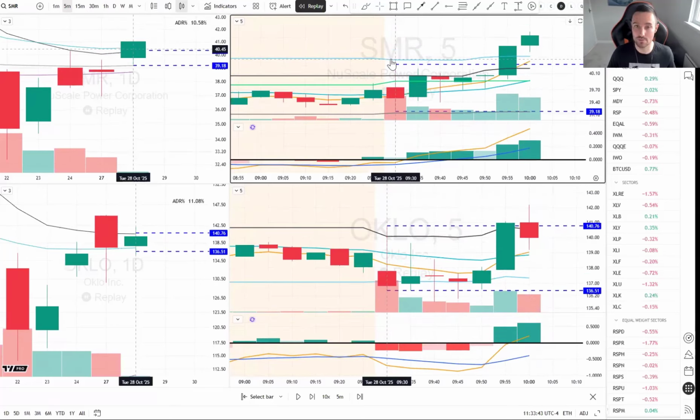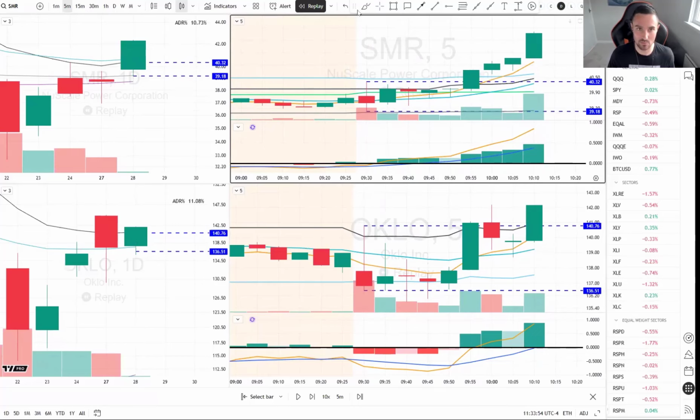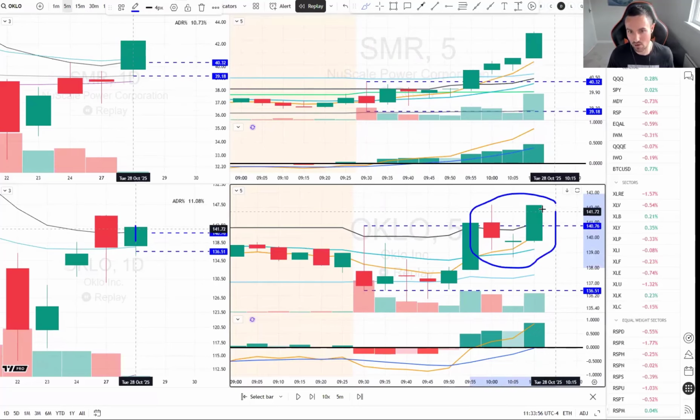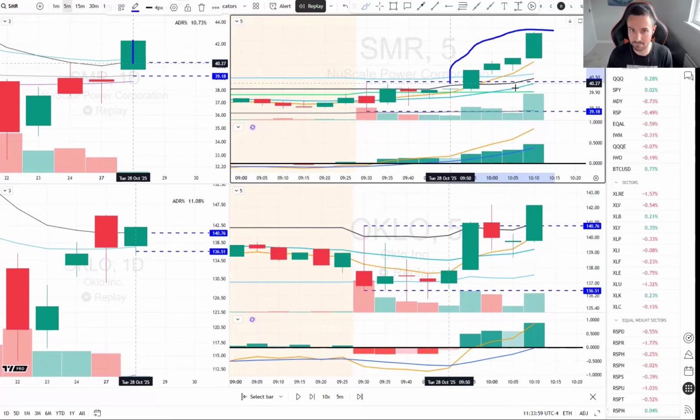Now, if I play this forward, do you see how Oklo was kind of hovering around its 10-day EMA? That's what I'm trying to say. See how it's kind of hovered around its 10-day EMA? What does SMR do? SMR's just gone. So a lot of you are trading relative trading ORBs.